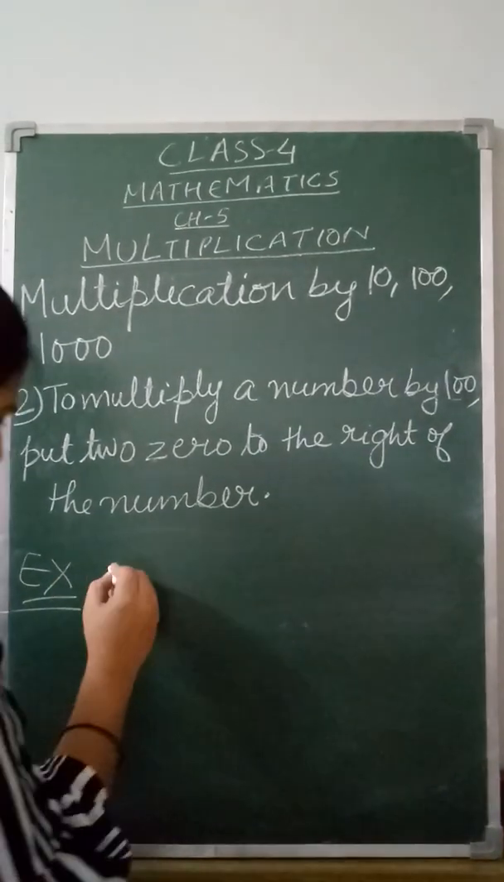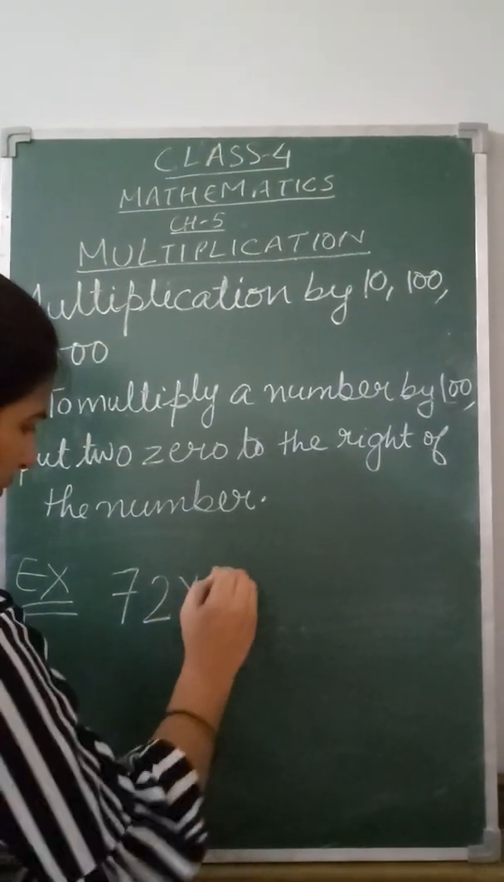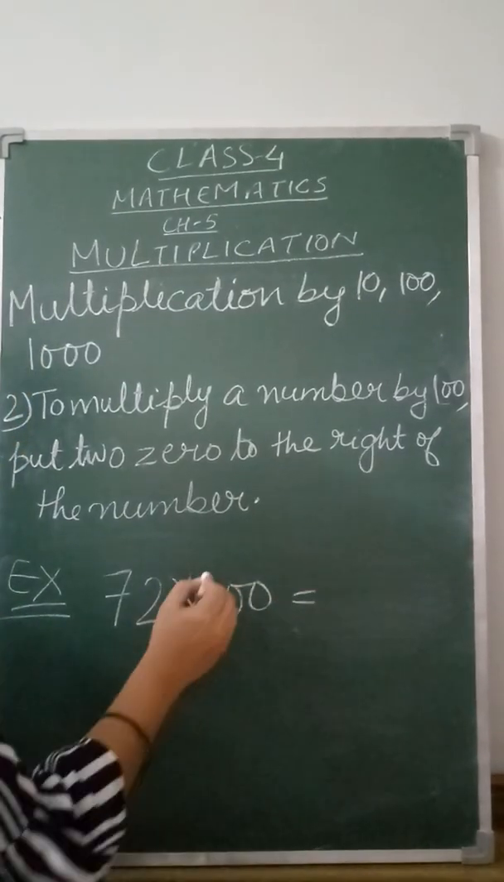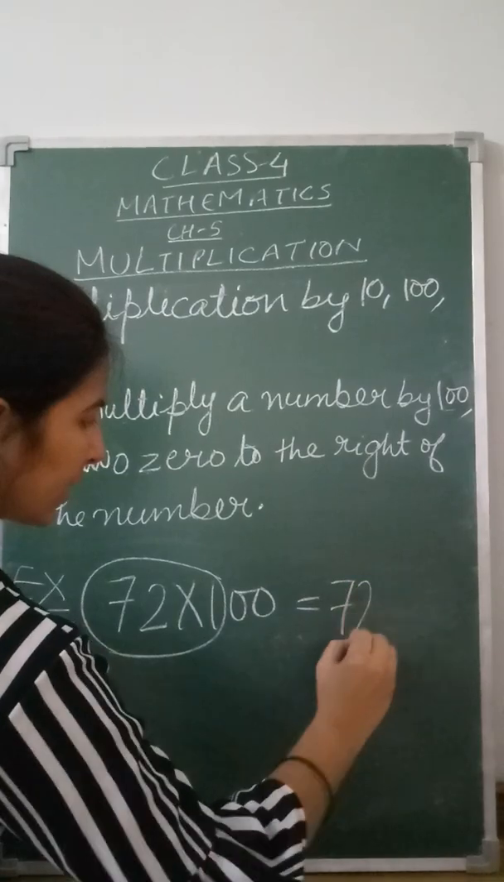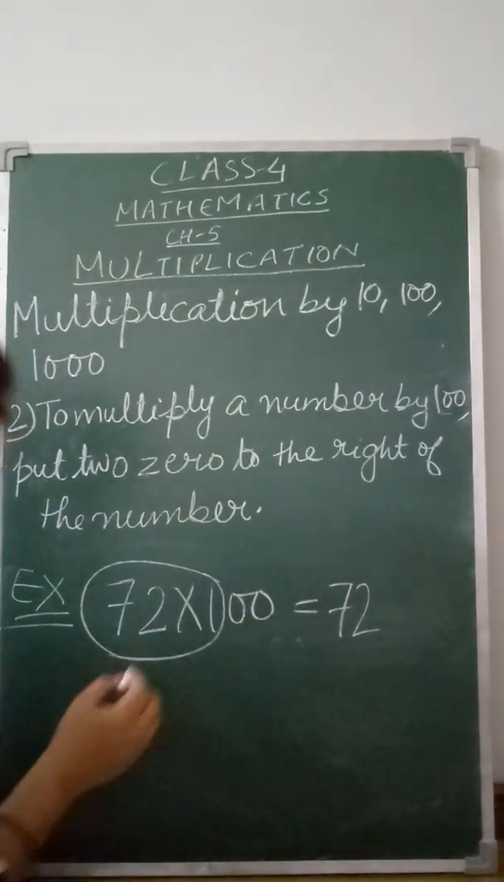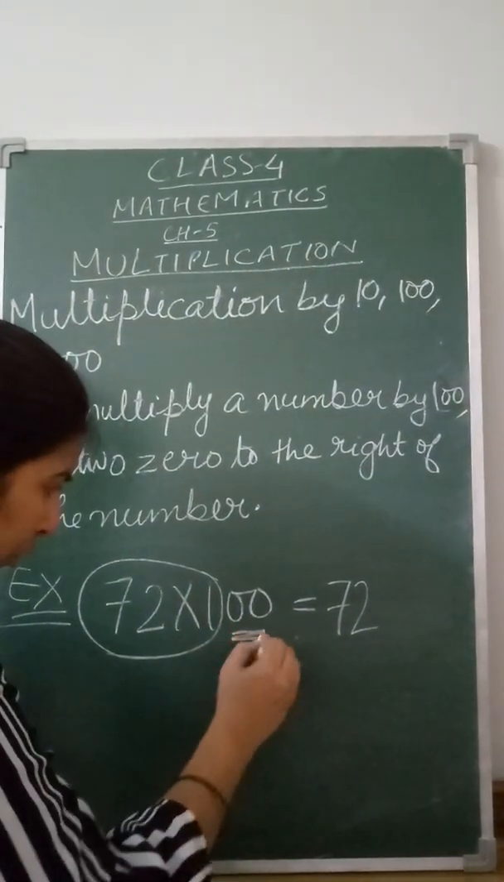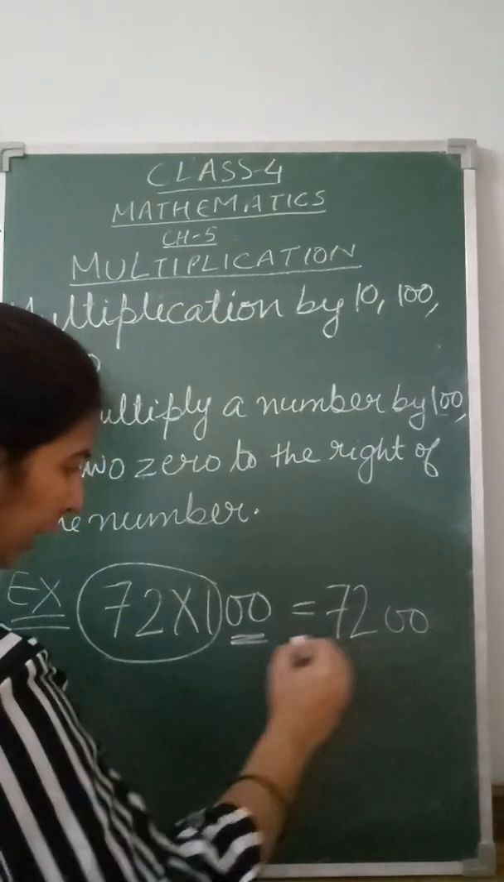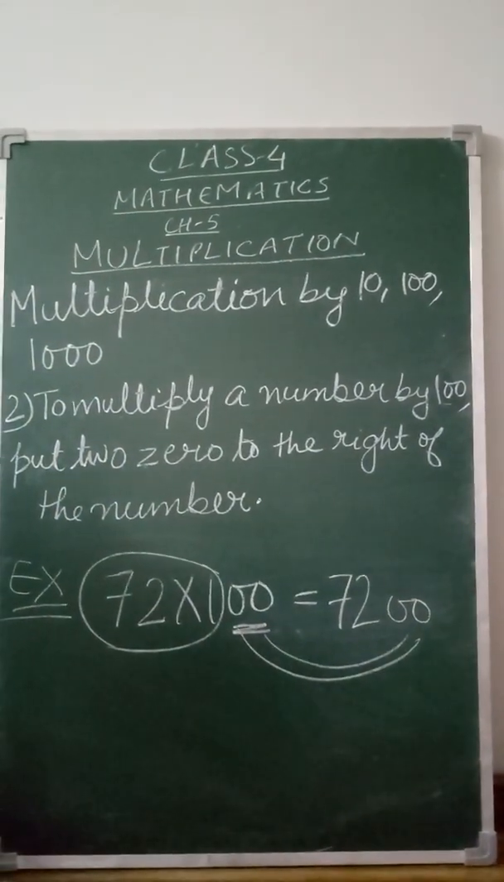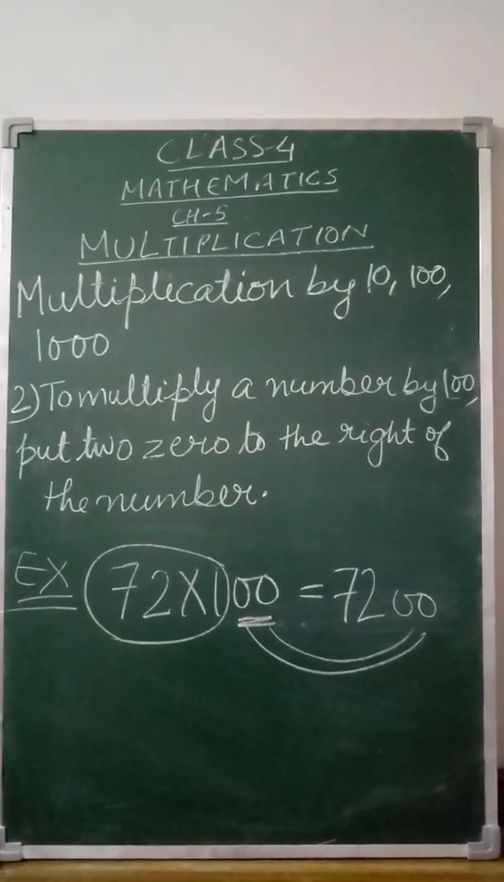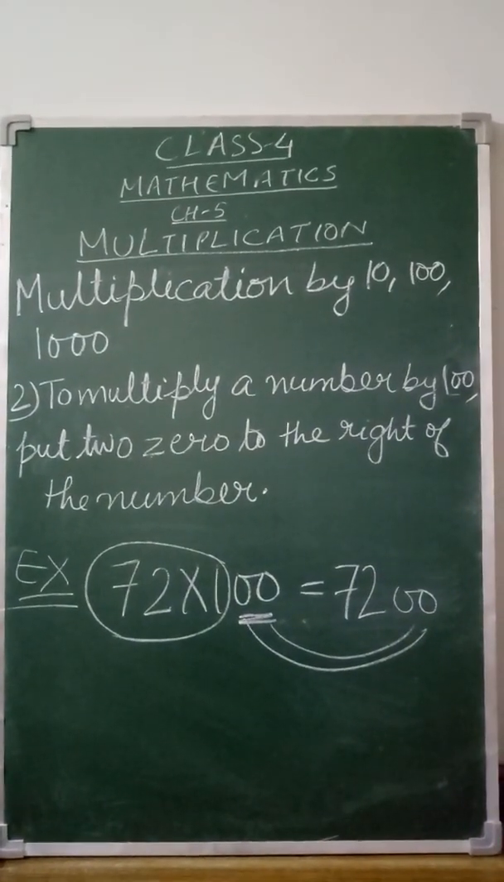Suppose this time again let's take the same number. Again we have to multiply this first by 1. By the property the answer is same. And how many zeros are there, student? There are 2 zeros. So put 2 zeros at the end, at the right of the number. This is the oral calculation. To save the time we have explained this method, right?